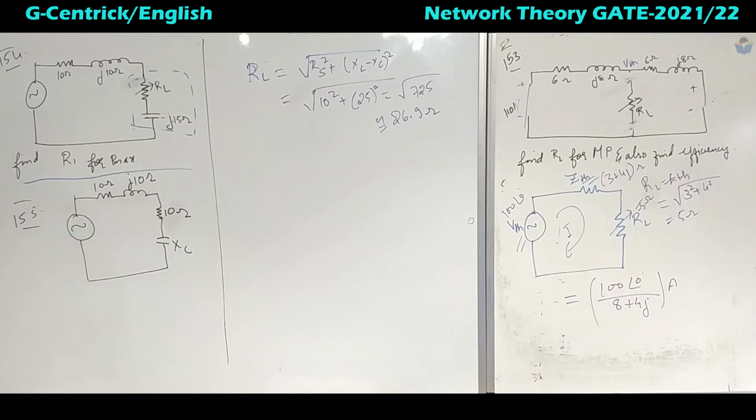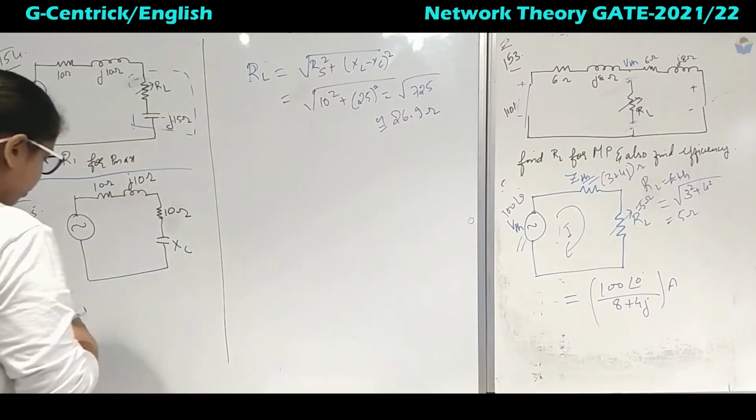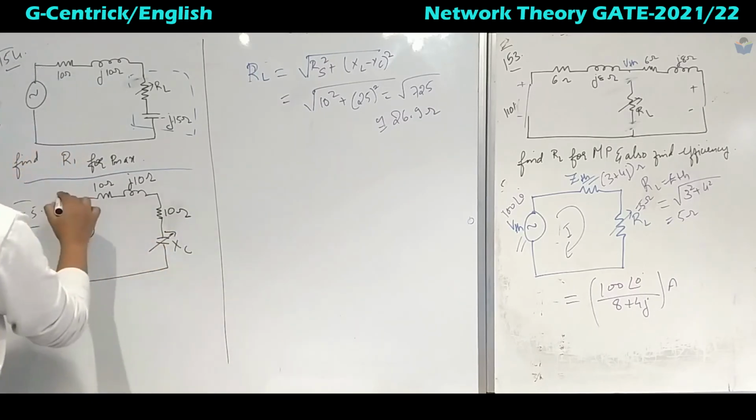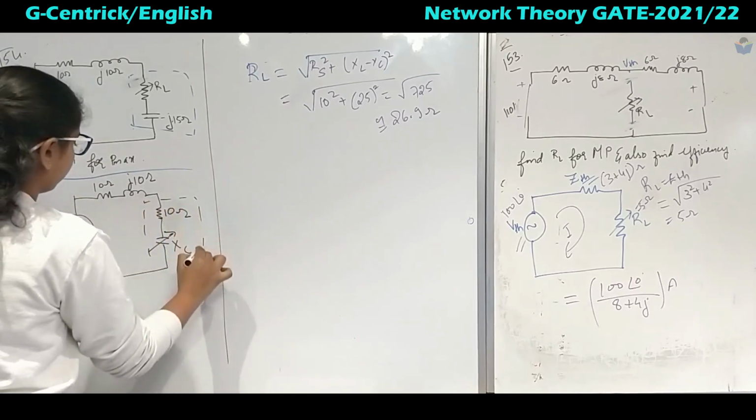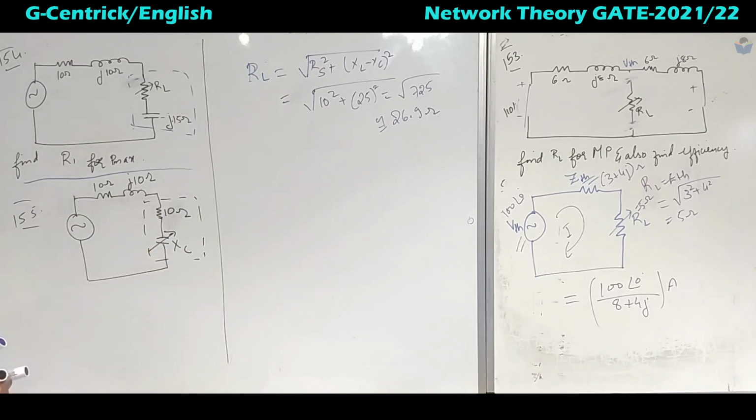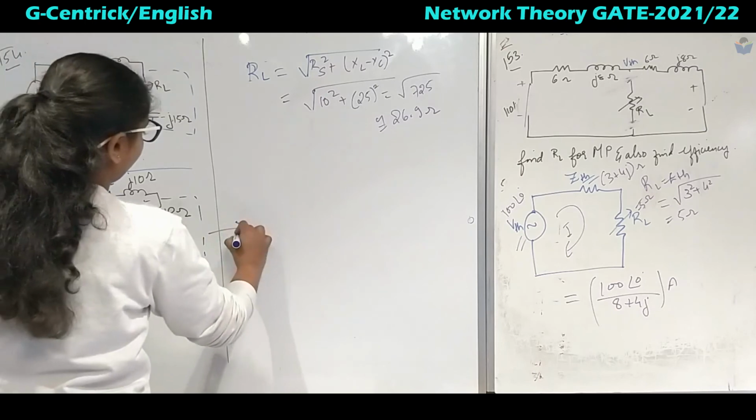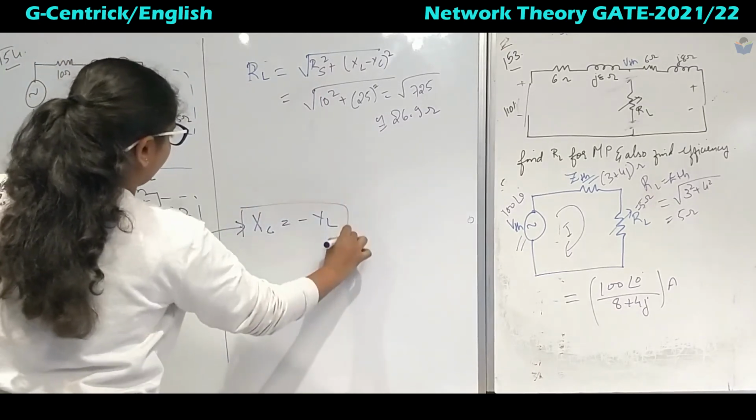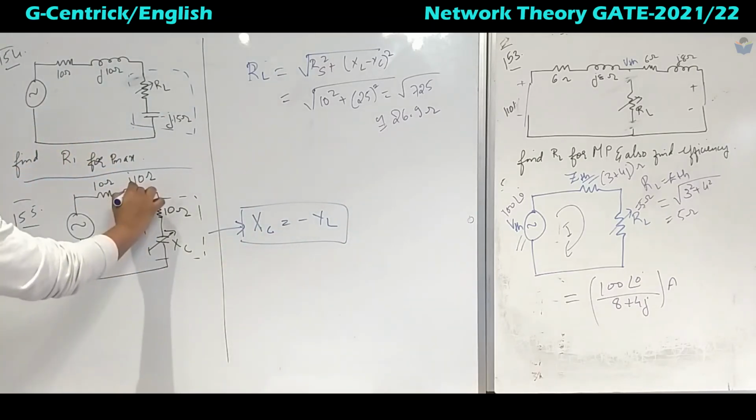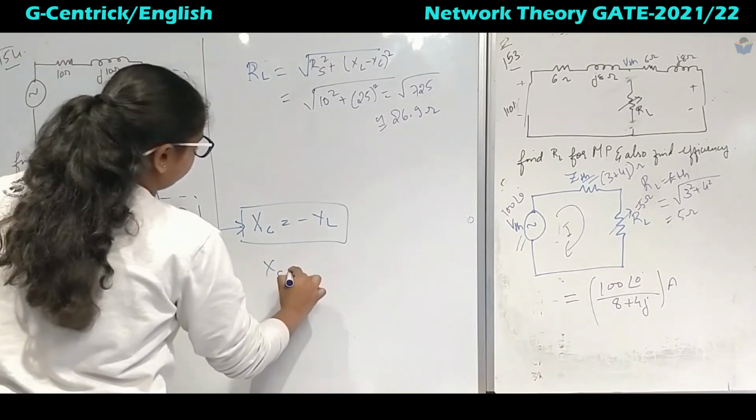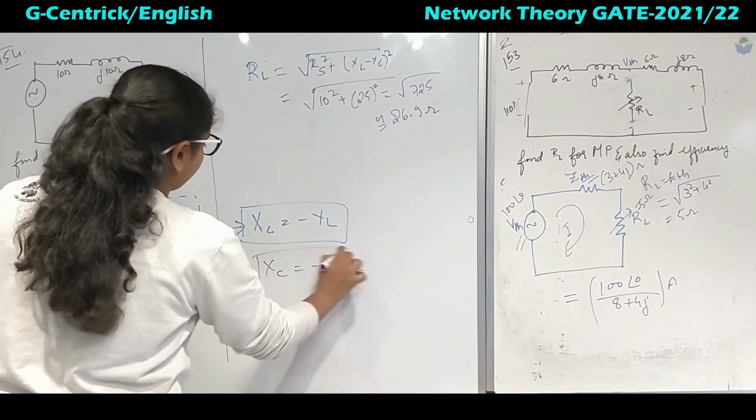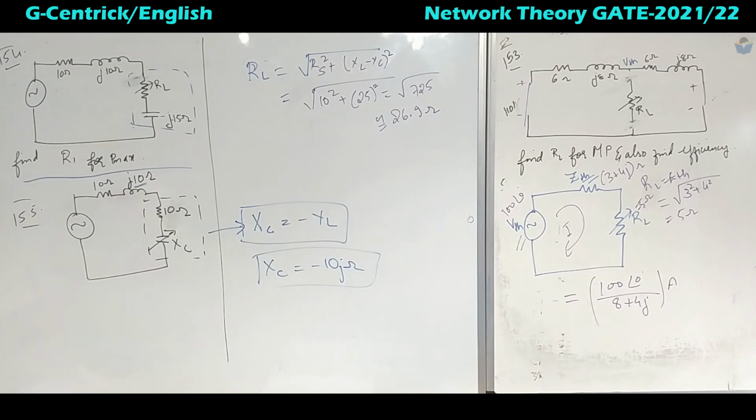Next, coming to the 155th question. Sorry, I have written this question half, and XC is variable in this case. When XC is variable, we know it is the condition of the fourth case. So directly we can write XC is nothing but minus XL. XL is 10, so XC will be equal to minus 10j ohms. This is the answer for this question.